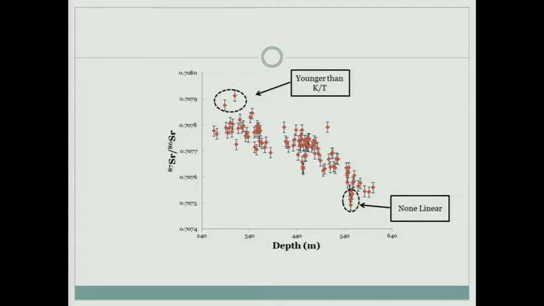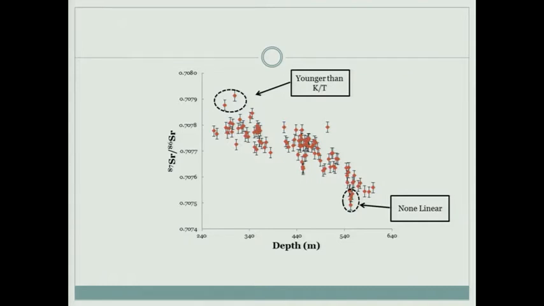Here we show the strontium isotopic composition of all the samples that were collected. You see there are more than 100 here, plotted versus depth. We have no idea what the age is now, but we do know that this sample is younger than this one, because this was taken from 240 meters below surface, and this was taken from about 540 meters below surface.